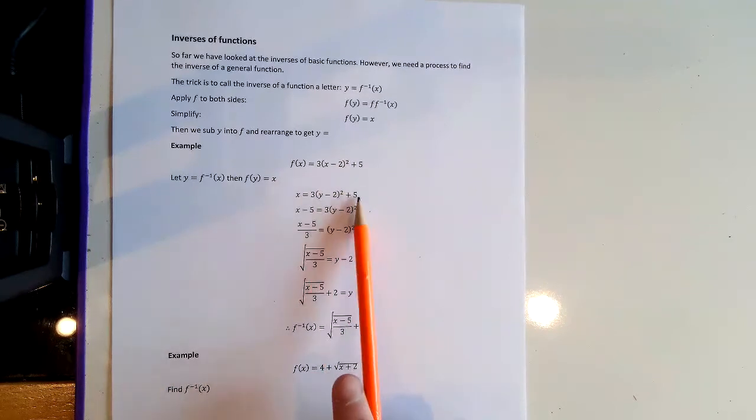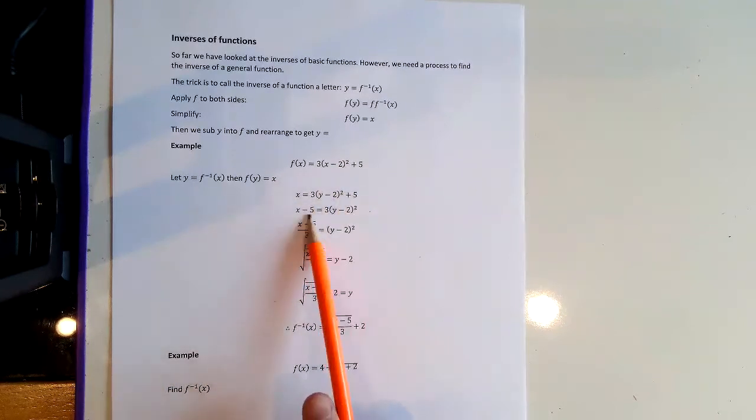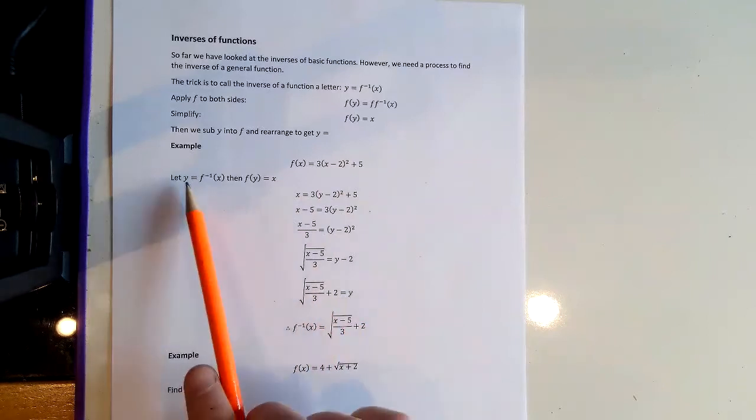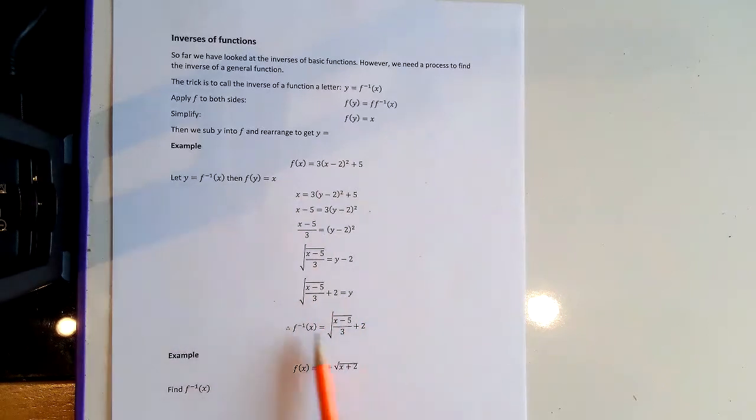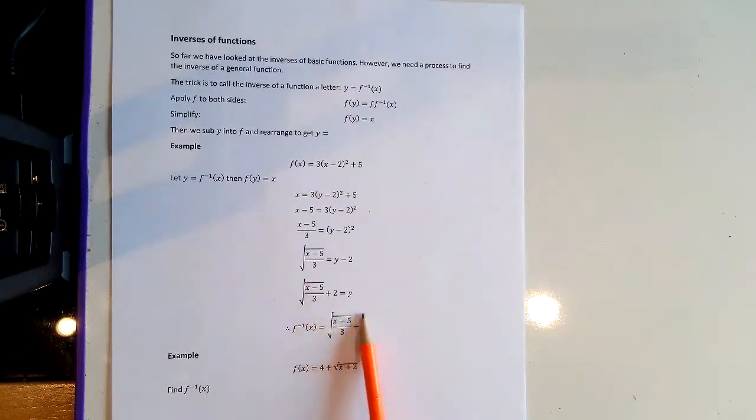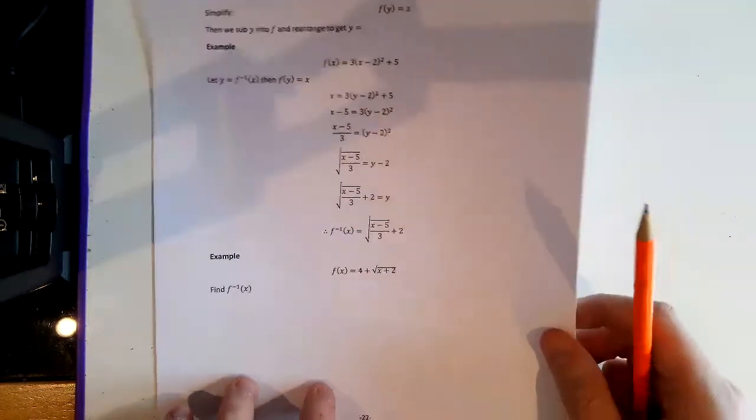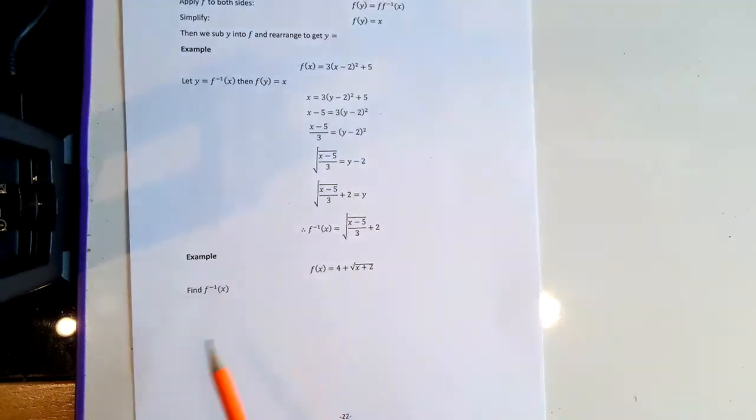So I rearrange it. I take away 5 from both sides. I divide both sides by 3. I square root both sides. I add 2 to both sides. So I've got y equals this, but y will also equal the inverse. So therefore the inverse equals this thing here. Okay, so I know that one's written for you just so it's in your notes and you can go back to it. Whereas let's do one live here.